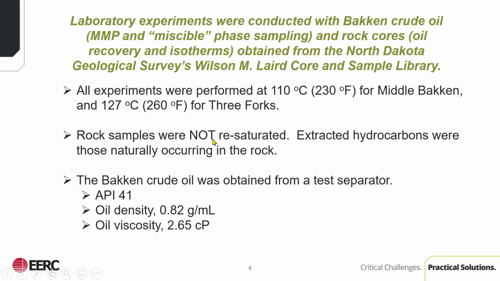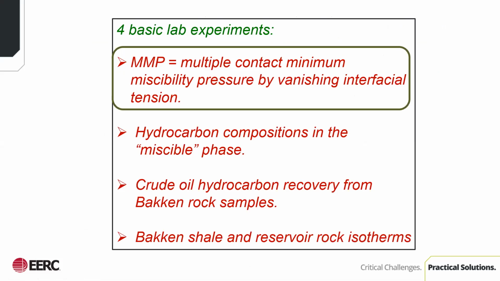These rock samples are not resaturated. This is the oil that's there after they were collected, so they often have lost a lot of volatiles, and we're extracting the heavier compounds. But right now, this stuff was put there by nature, not by us. And the test oil that we're using for most of the work here is API 41, a typical light crude.